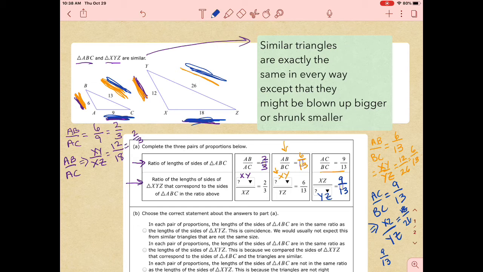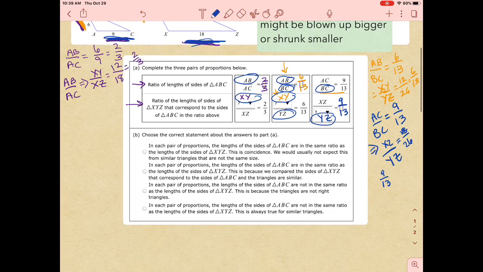So lots of similar things we could discover there, and we could even go back and notice that when we put this and this on top, we put this and this on top, and that was the same. And then when we put BC on the bottom twice, we put YZ on the bottom twice here. So lots of similar things going on.